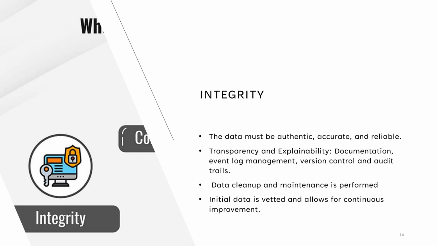Integrity is the second pillar, and it says that data must be authentic, accurate, and reliable. This kind of coincides with transparency and explainability, where you have to have documentation, event log management, version control, and audit trails implemented so you can trace it back, and data cleanup and maintenance is performed, and the initial data for training is vetted and allows for continuous improvements.